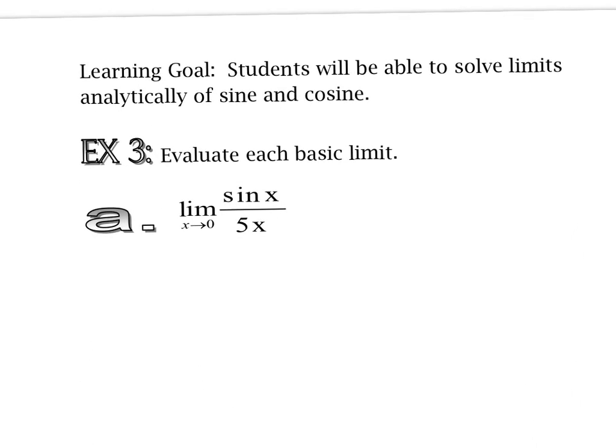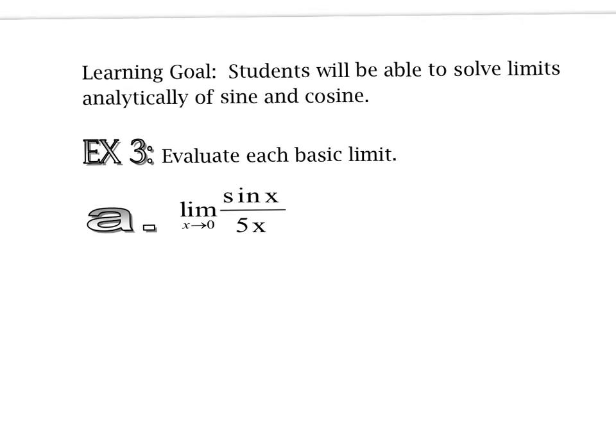So how are we going to handle this guy? The 5 on the bottom is not the same thing as having the 5 inside with the sine. So we can't just say, oh, this is that rule. But what we can do is we can say, you know what? This is the same thing as the limit as x approaches 0 of 1/5 times sine x over x.